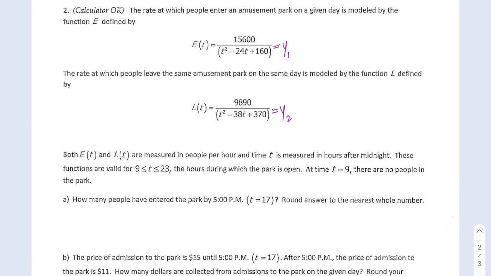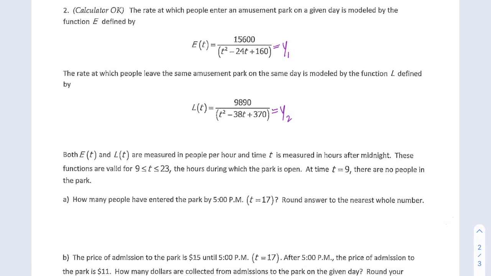Question 2. We're going to use the calculator a lot here in this question. So it says the rate at which people enter an amusement park on a given day is modeled by the function E, defined by E of t as this rational function. As you notice, I put a y1 there. I'm going to immediately enter that into my calculator as y1.